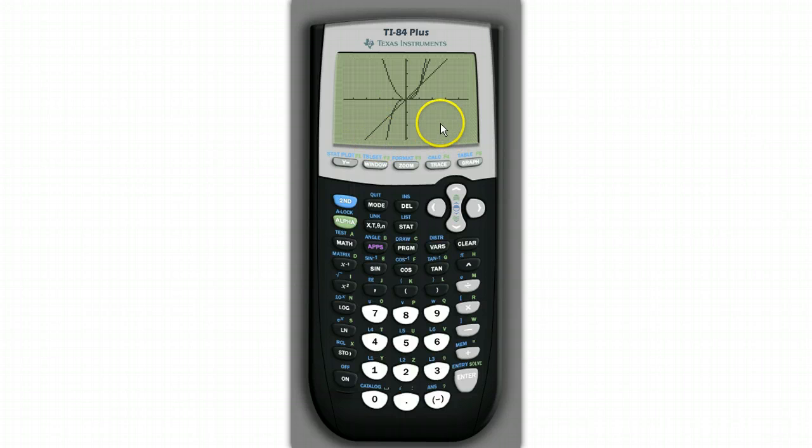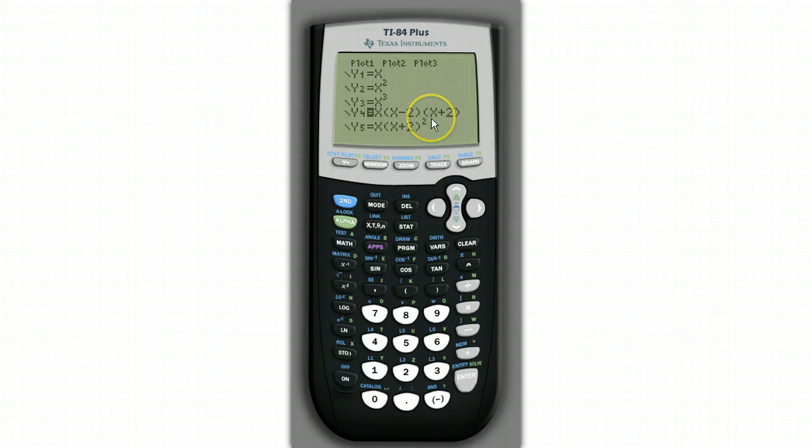When we look at graphs in the future, if we see a factor that has an exponent of 1, it is going to behave this way at its 0. If we see a factor that has an exponent of 2 or 4 or 6 or 8, it is going to have a point of tangency at its 0. And if we see a factor that has an odd exponent, 3, 5, 7, 9, it will have a point of inflection at the 0.